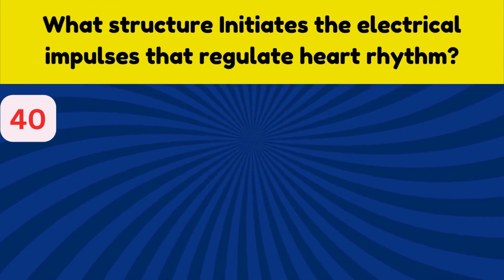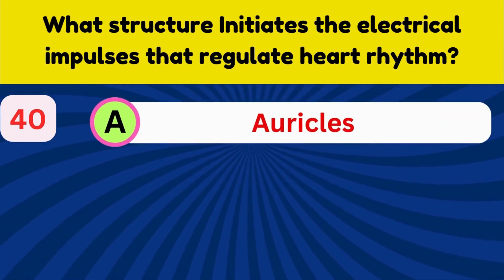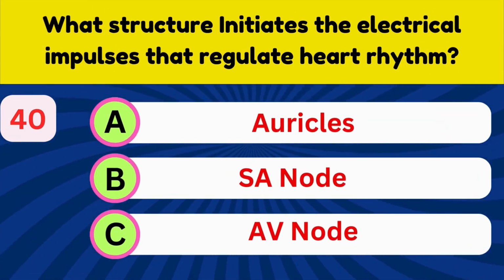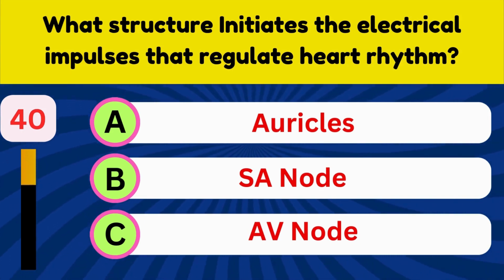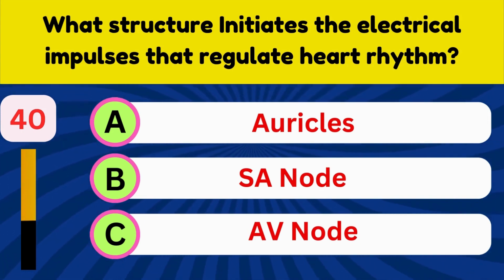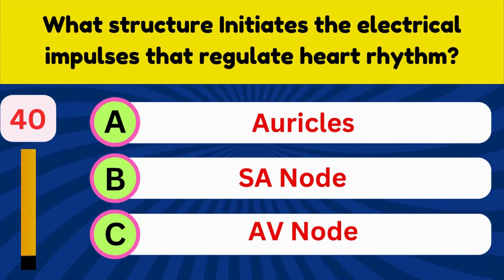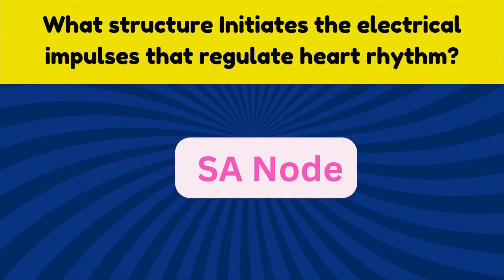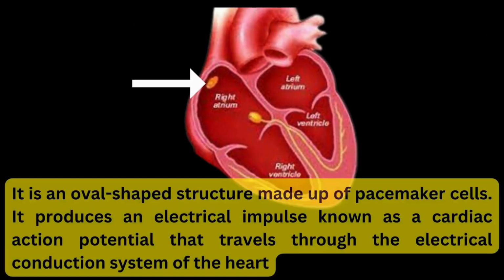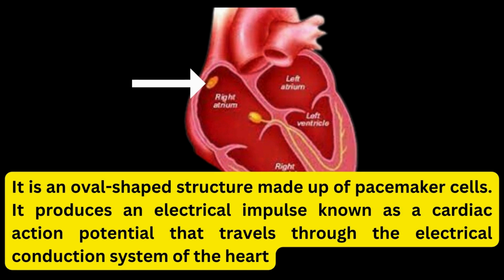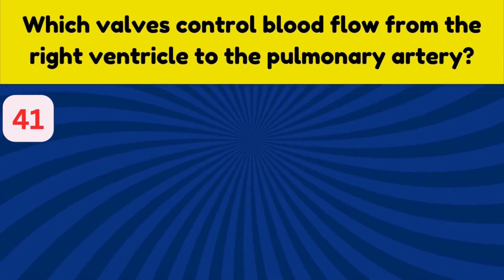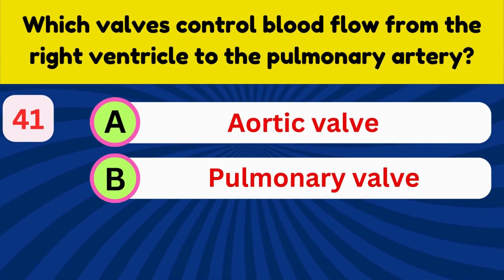What structure initiates the electrical impulses that regulate heart rhythm? SA node. It is an oval-shaped structure made up of pacemaker cells. It produces an electrical impulse known as a cardiac action potential that travels through the electrical conduction system of the heart. Which valve controls blood flow from the right ventricle to the pulmonary artery?